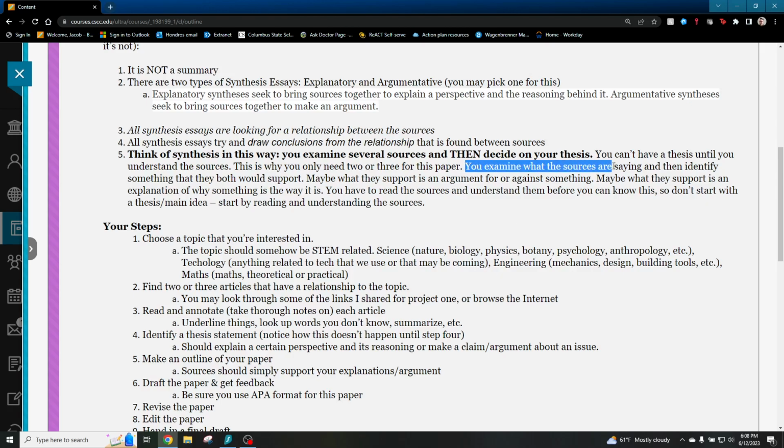So you're going to examine what the sources are saying and then identify something that they would both support. Maybe what they support is an argument for or against something. Maybe what they support is an explanation of why something is the way that it is. You have to read the sources and understand them before you can know this. So don't start with your main idea. Start by reading and understanding the sources.